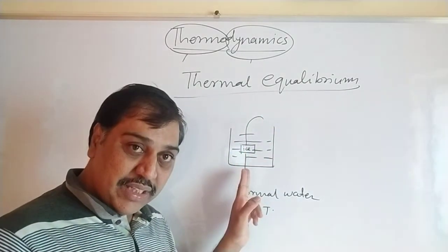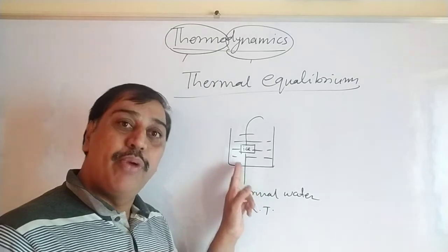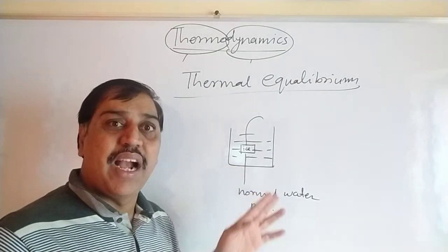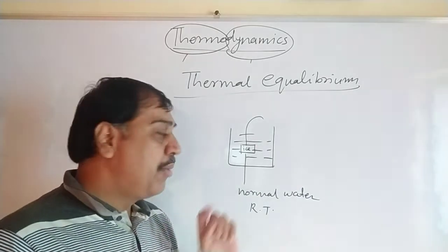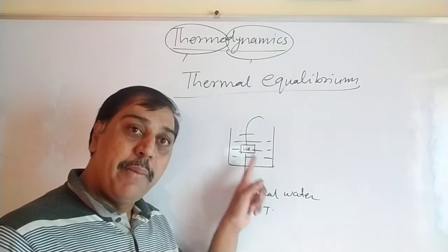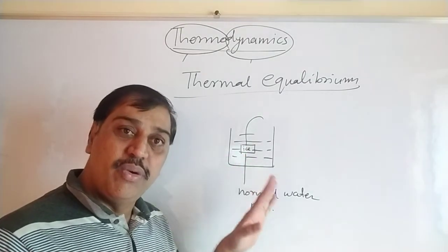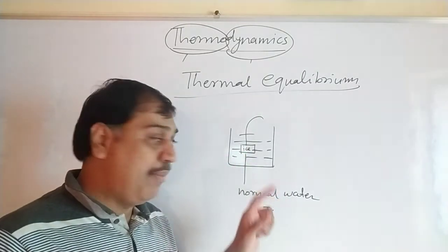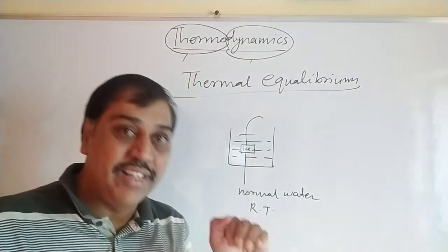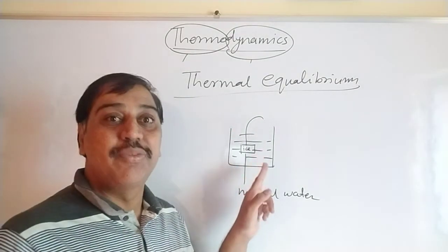So what occurred in this case? When we put an ice cube in water, it is seen that the ice starts melting. Why does it melt? Because the temperature of the water is more than that of the ice. The temperature of the water melts the ice and converts it into water. At the same time, the temperature of this normal water also decreases, because we have kept ice in it.